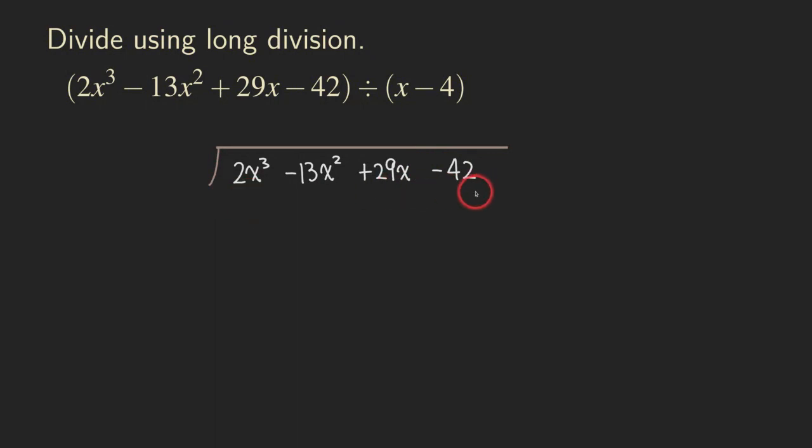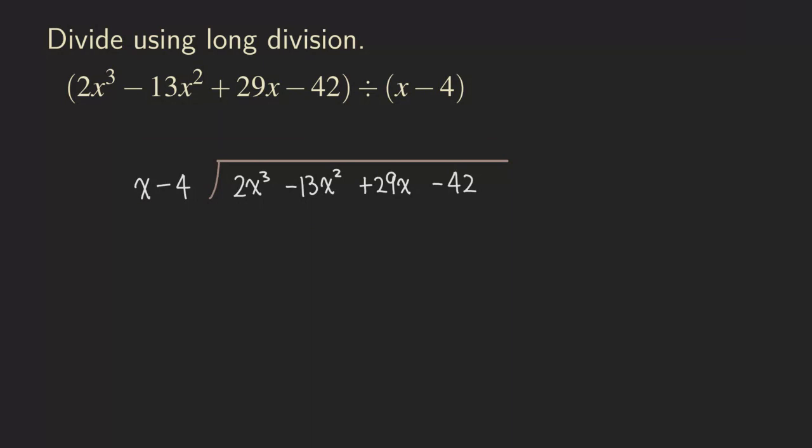Once we put down the dividend inside the division house, we put the divisor outside the house. So the divisor goes here, x minus 4. Once we're ready, I think I need more space above this, so let me just move it slightly down.